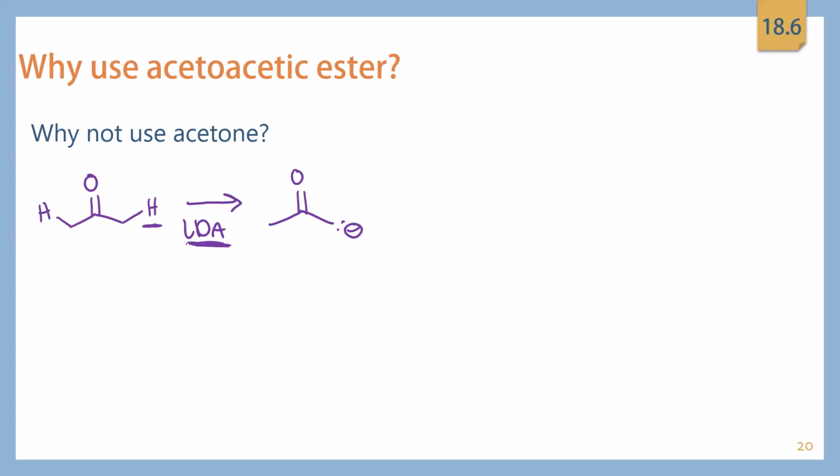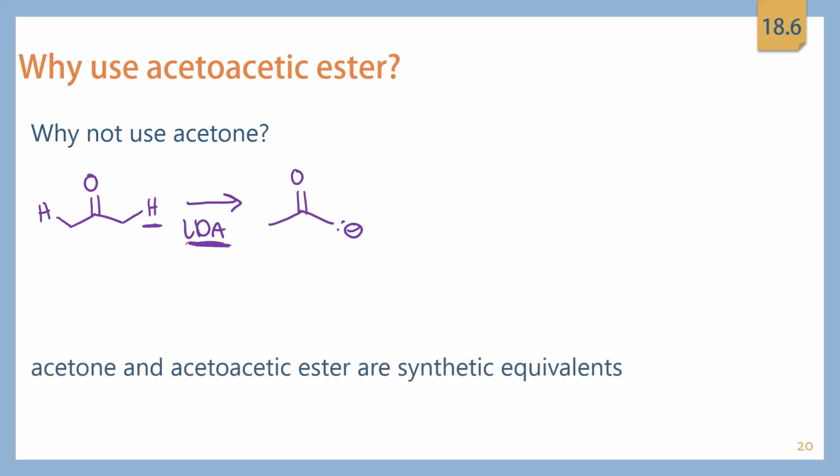So we can't do that. So acetone and acetoacetic ester are considered synthetic equivalents because you can get the same type of synthesis done, but using acetoacetic ester is going to be much easier because no matter what, an alpha hydrogen in between the ketone and the ester is always going to be the most acidic. It is always going to be the one that is pulled off by a base.